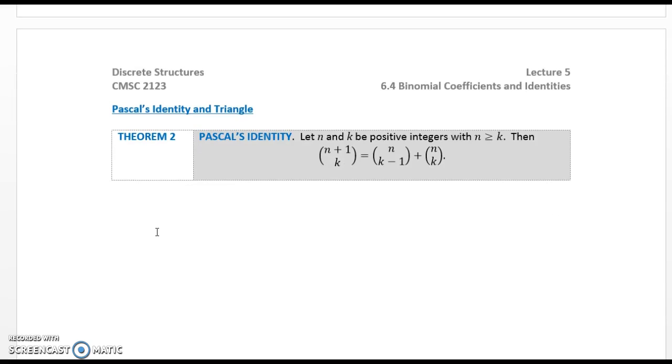Finally, Pascal's identity and triangle. Pascal's identity: let n and k be positive integers with n greater than or equal to k. Then n plus 1 choose k is equal to the sum of n choose k minus 1 plus n choose k.